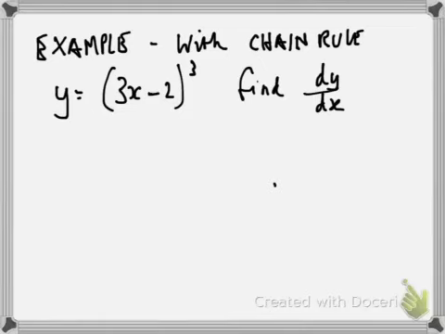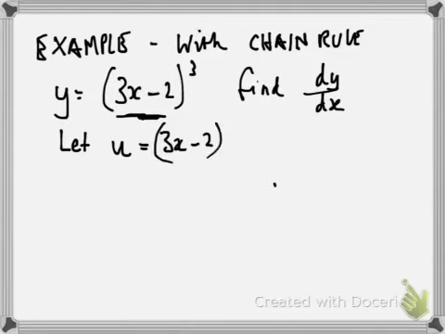Alright, here we go. I've got to find dy/dx, and my y is (3x minus 2) to the power of 3. So what's u all about? Well, that's what I do first up here. I let my expression here, that's raised to the power of 3, I'm letting u equal 3x minus 2. Now, y would therefore equal u to the power of 3.